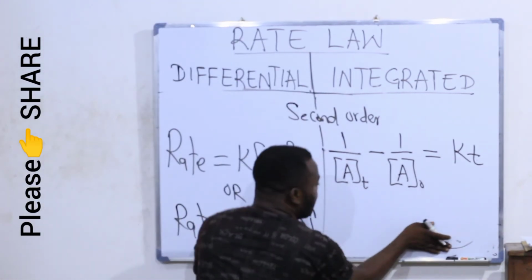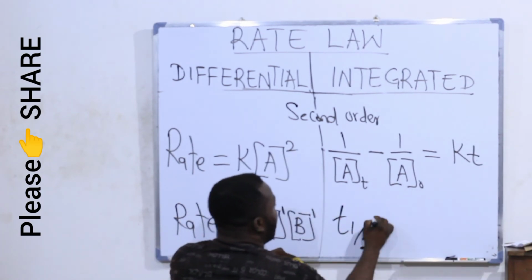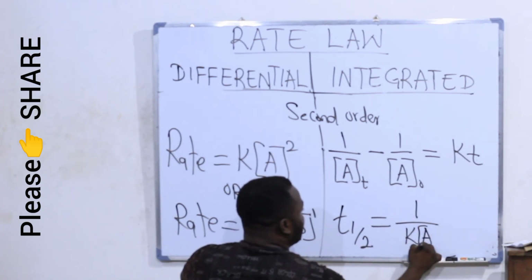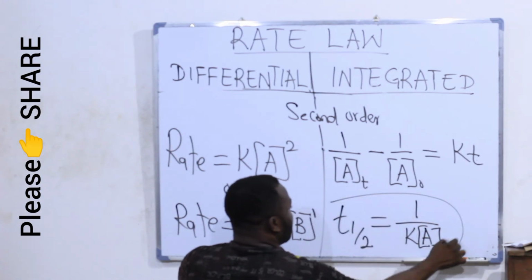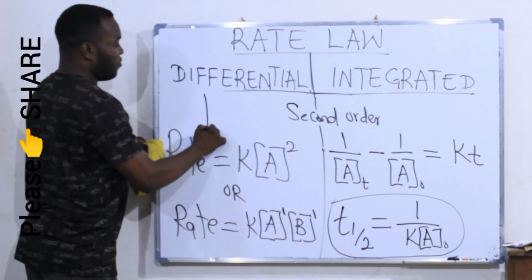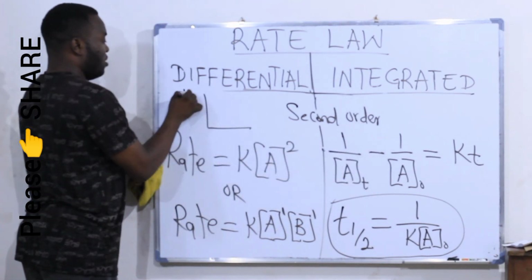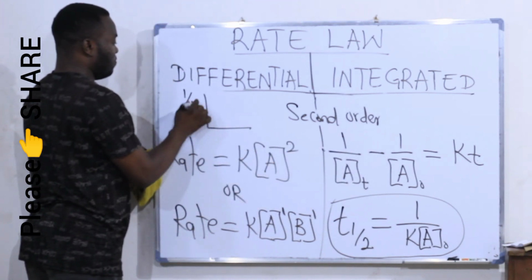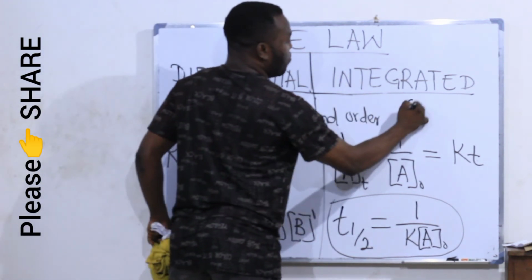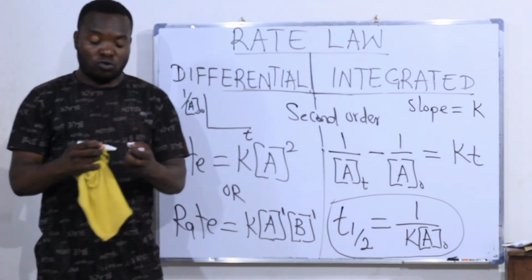And for second order, the half-life, which is T half, is equal to 1 all over K times initial concentration. This is the formula for the half-life of second order. And when you plot the graph for second order, if you plot the graph of 1 over initial concentration against time, you discover that your slope will be equal to the rate constant K. That is for second order.